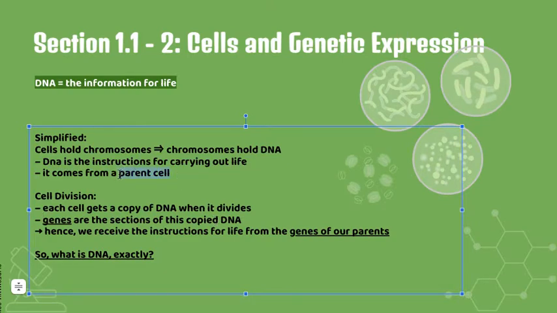This is what we inherit from our parents. This is how our body has the instructions to carry out its functions. So, to summarize, we receive the instructions for life, for cellular function, from the genes, the sections of copied DNA of our parents. So then the next question is, what does it mean?